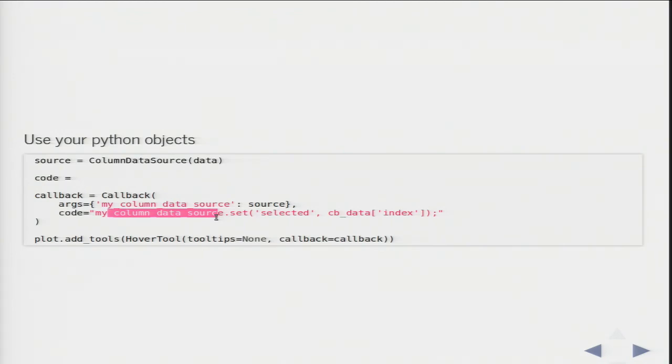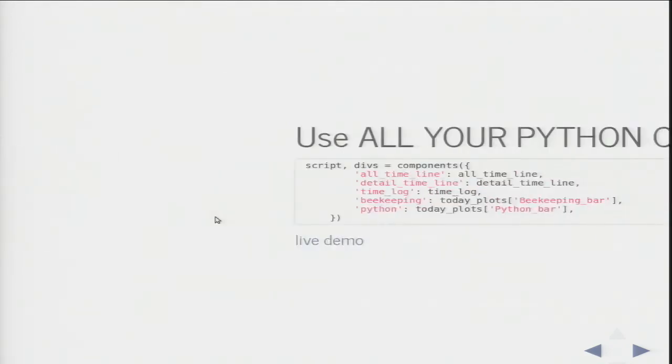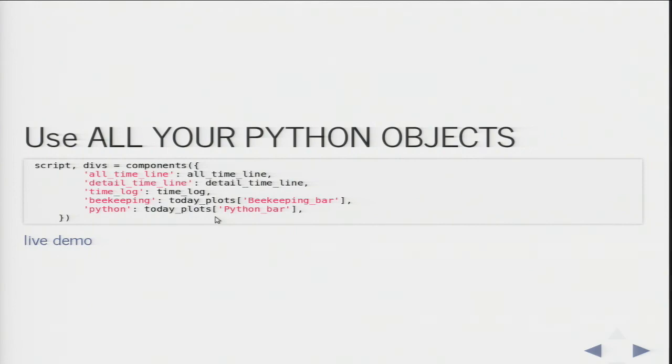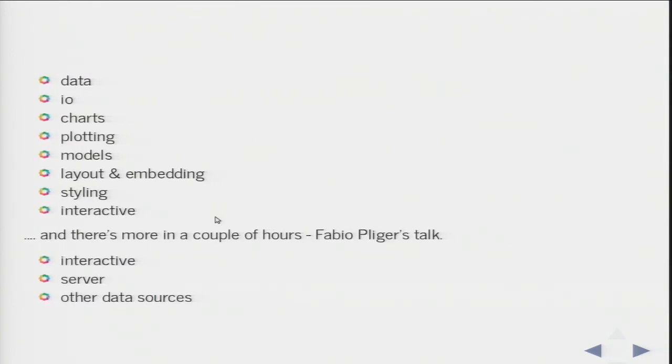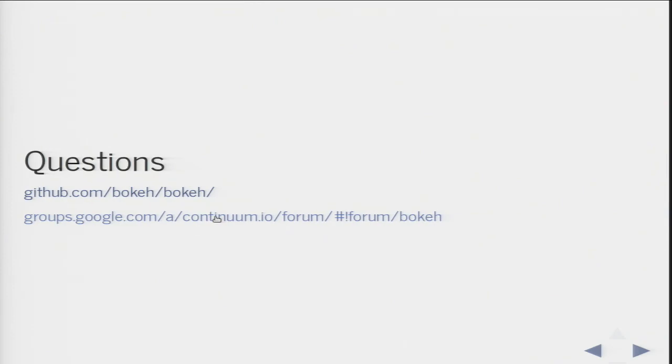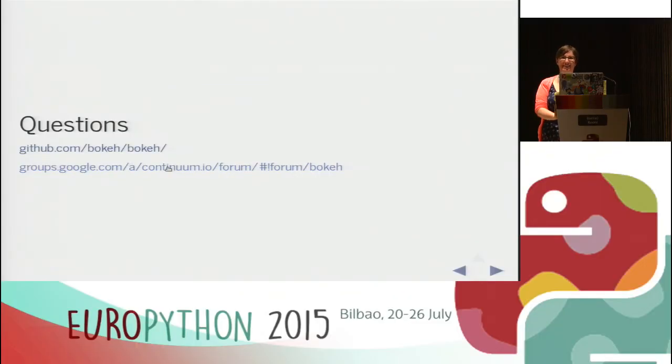It's like I was playing with my Python object. So you don't have to do any magic. You can be playing with your Python objects in JavaScript. And if you use that components method, where you have them all in one components method and all in one script, that's how you can start interacting across all of your different plots. And Fabio is going to show you all about that later. So with 1 minute left, are there any questions?